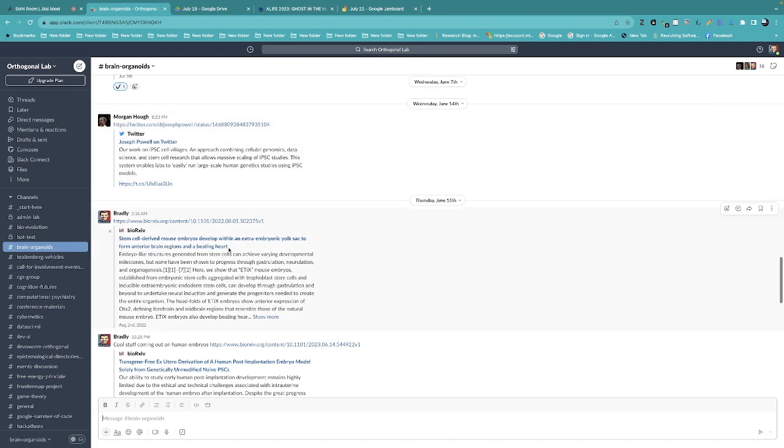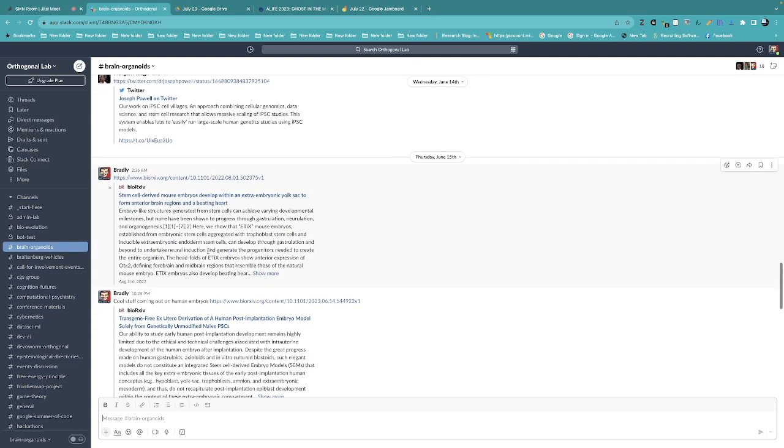So that's great. Then I posted some things here. This was on June 15th. This is stem cell-derived mouse embryos developed within an extra embryonic yolk sac to form anterior brain regions and a beating heart. So in the DevaWorm group, we've been doing a lot of discussion about these virtual embryos or these embryoid models of humans and primates. And there's a lot of exciting work that's been coming out in the last couple months on this. It's been at least 7 or 8 papers on this. So people are really kind of hitting their stride with this stuff.